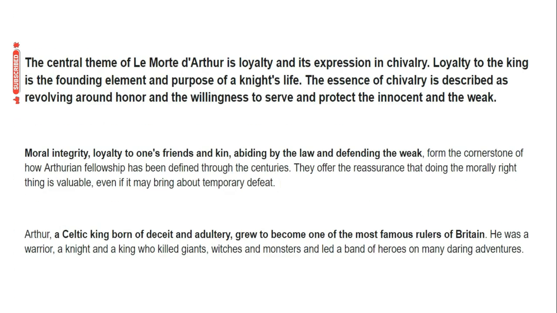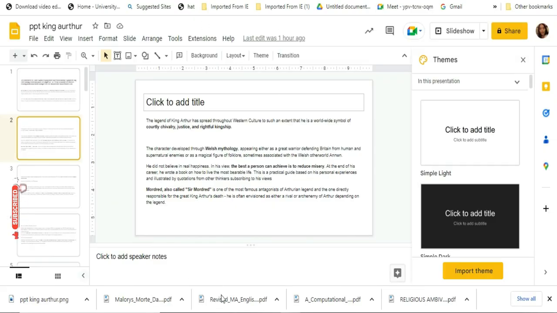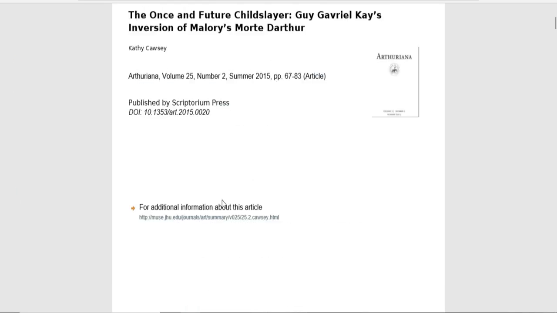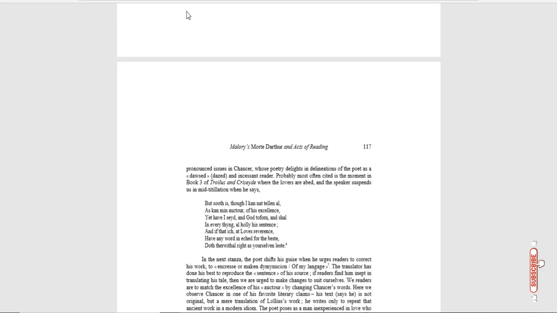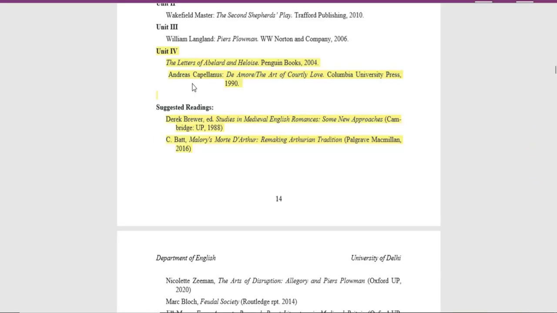And now let's start with the... okay, here, and the best thing I was able to understand was this. I wanted to read this book. Okay, so let's come, because this is from California University. We are fortunate enough to get it, and let me read out what is there. And I have already given you what is there. Our syllabus is Andreas Capellanus's De Amore, The Art of Courtly Love, Columbia University Press. And this text is being suggested reading. It comes under suggested reading.